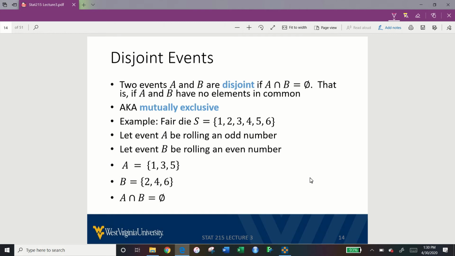We let event A be the event of rolling an odd number. We let event B be the rolling of an even number. If we take a look, event A is equal to 1, 3, 5. B is 2, 4, and 6. None of the values in A are also in B. So that means their intersection is going to be the empty set. Let's take a look at this visually.